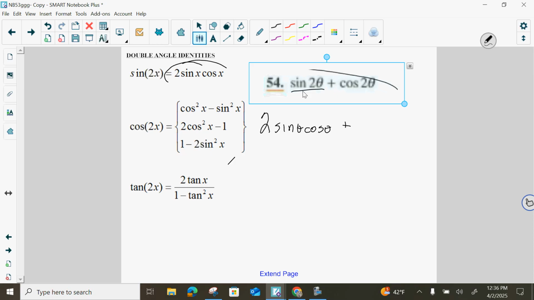Cosine double angle. Ryan, pick one. 1, 2, or 3? 1. So I'm going to put in cosine squared of theta minus sine squared of theta. Do I have just single thetas? Do I have any coefficients in front of my theta? I don't. So that could be an okay answer.